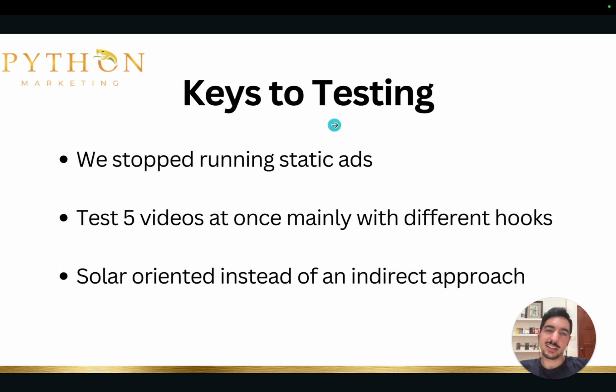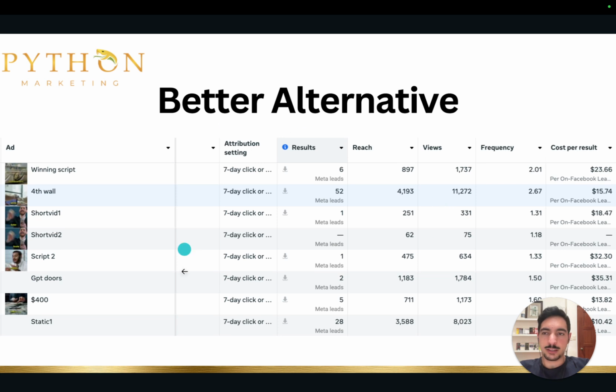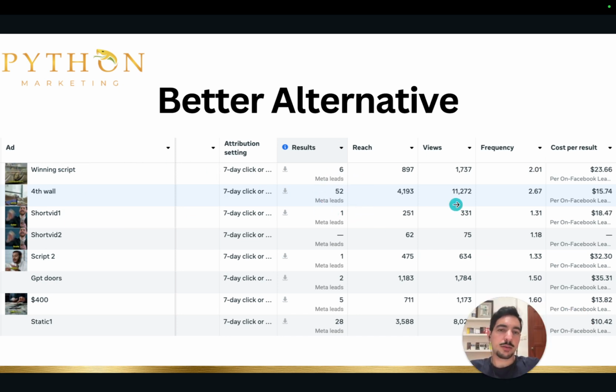And the first one, the keys to testing a bunch of different ads. Like I said, you don't need to run static ads, only videos, and test out at least 5 videos at once with different hooks, which are the first 5 to 10 seconds maximum of a video, to see which will perform best. So for example, you can see here I tested at least 2, 4, 6, 8 videos. And the only difference was the first 5 to 10 seconds, but the results ended up being completely different from one ad to the next.